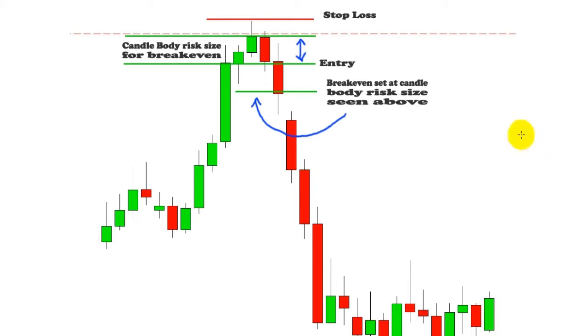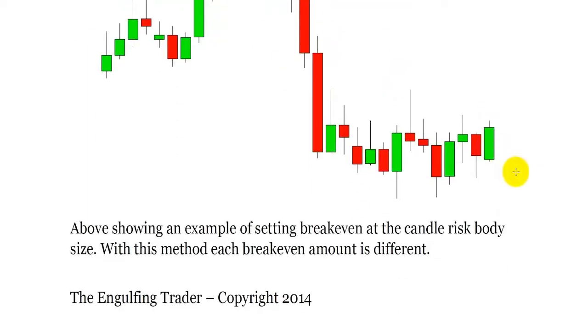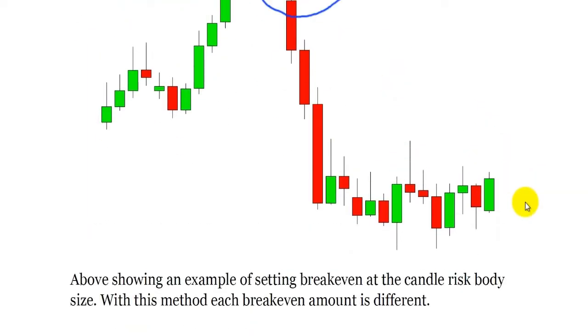Okay, so this is a stop loss in a down move, and this is the candle body risk size for break even. So it's just an estimate, and then look below. That's where you set break even on your two trades. And I'll go over the reason why two trades in a moment. So break even is set at the body risk size on both the trades. Okay, above shown an example of setting break even at the candle risk body size.